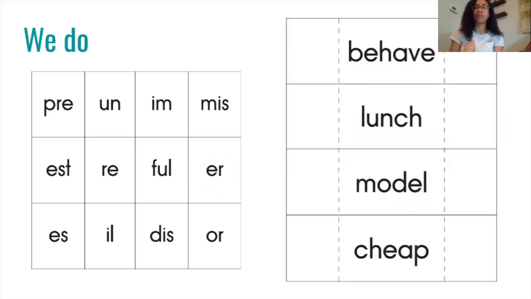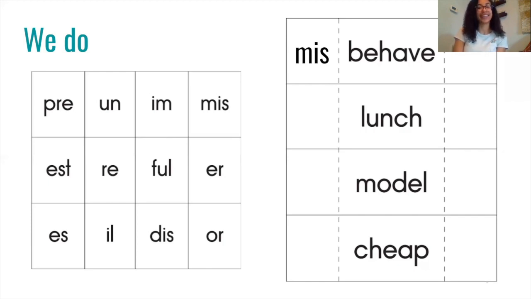All right, let's do a we do. I'm going to read the base word to you. I'll give you a second to think and guess on your own what the new word's going to be, and then I will reveal it to you, okay? So our first word is behave. I'm giving you a second to look through our affixes and select which one belongs with behave. You got it? If you need more time, you can just pause. The new word is misbehave. Write your definition and then your sentence on your paper.